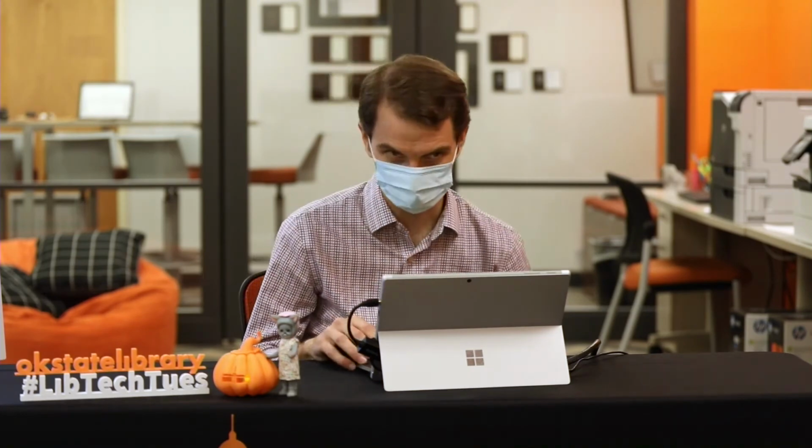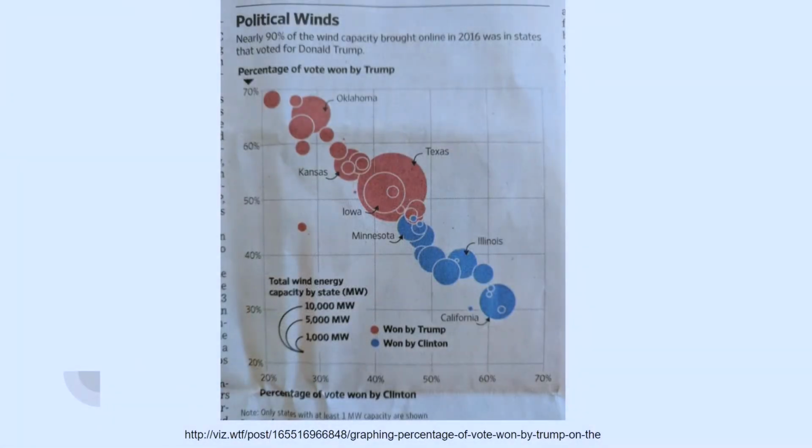And let's move on to just some outright bad visualizations. So this is really one of my favorite ones. It's a bubble chart, where the circles indicate the total capacity of wind energy developed or available within a given state. But then the position of each bubble is where they voted either for Donald Trump in 2016 or for Hillary Clinton.